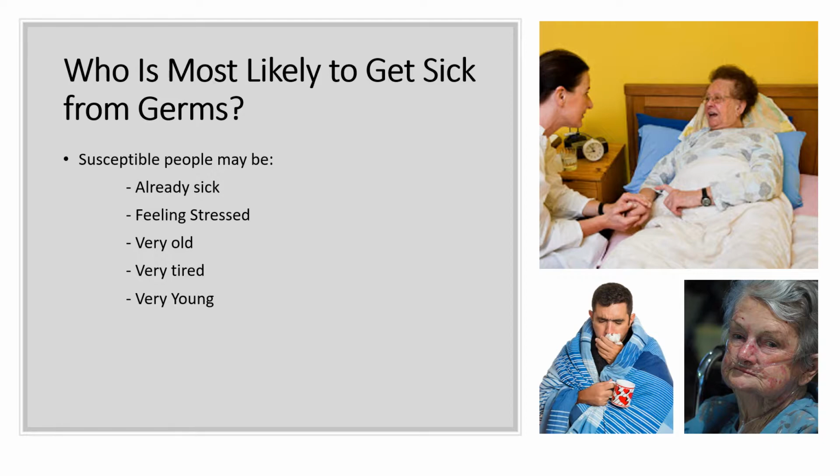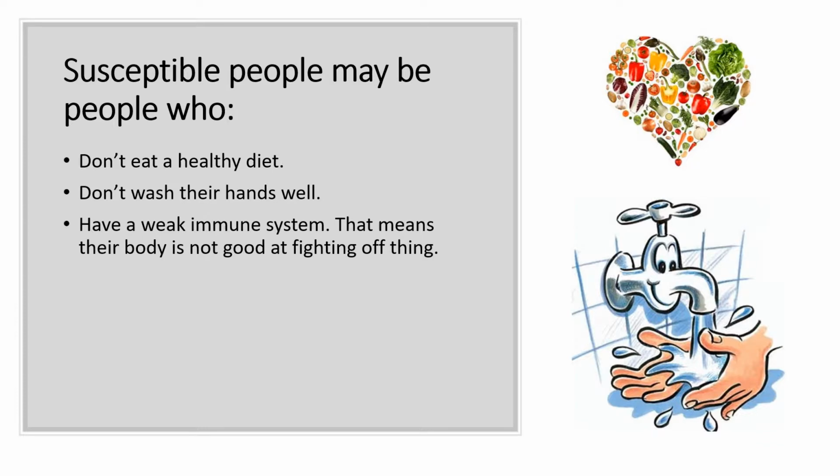Now, who is most likely to get sick from germs? People who are susceptible to infections are those who are already sick, feeling stressed, very old, very tired, or very young. Others may get sick by not eating a healthy diet, not washing their hands well, or having a weak immune system. That means their body is not good at fighting off things.